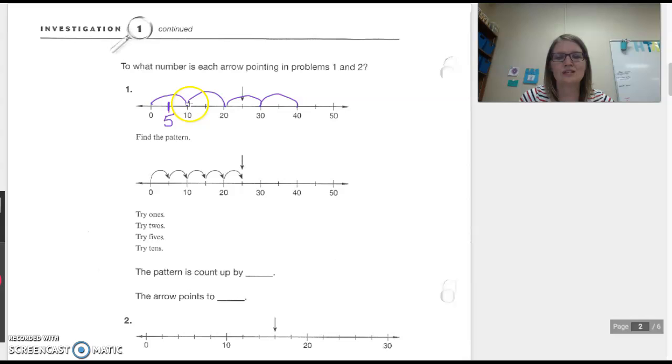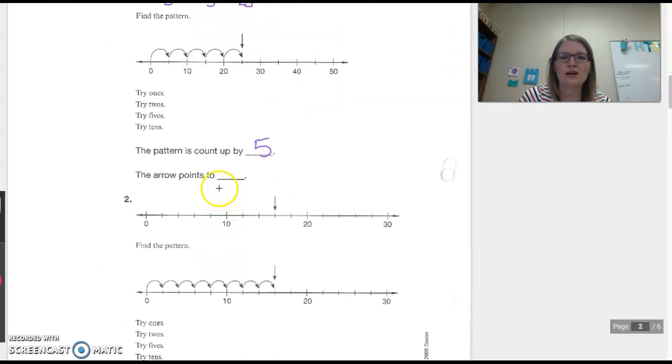And this little guy, what's 5 more than 10? 15. And then 5 more than 20? 25. One thing you can note about number lines is you can start to see number patterns. The pattern we're finding here is we can count by 5s. The arrows point to everything that's 5 and up. Every tick mark is 5 more.